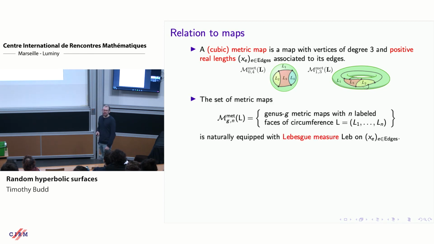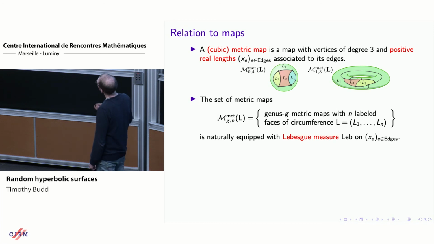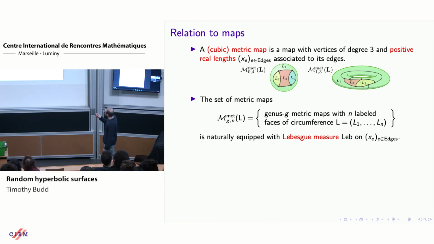Now we can then naturally look at some moduli space of these maps, very similar to the one of the hyperbolic surfaces, where I fix the genus of my surface on which the map is living. I fix the number n of faces of this map that I label from 1 up to n, and I fix the circumferences of these faces. So what is the circumference of a face? It's just summing the lengths of the adjacent edges. And this space of metric maps also comes with a natural measure, which is simply the Lebesgue measure on the lengths on the edges, subject to the restrictions coming from the circumferences.